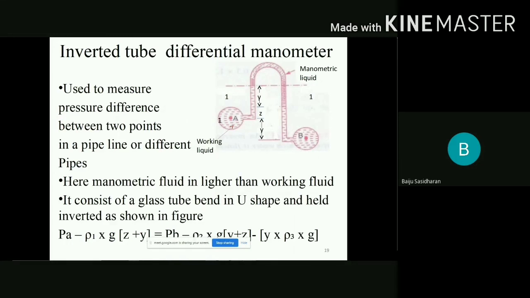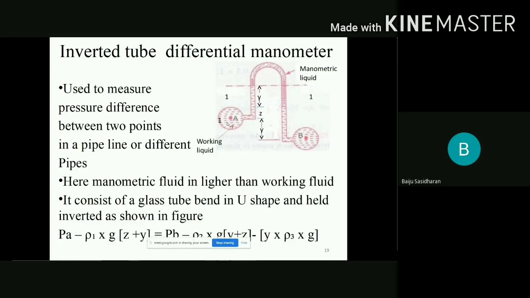Next, I have to explain about inverted tube differential manometer. Up to this time, we studied about the normal U-tube, with the U in the bottom side. Here the U is in the upper side. Okay. So it is inverted. It is connected with two pipes. The concepts are the same, but just watch it. Here the pressure is PA. Here the pressure is PB, and here also a reference line is there.